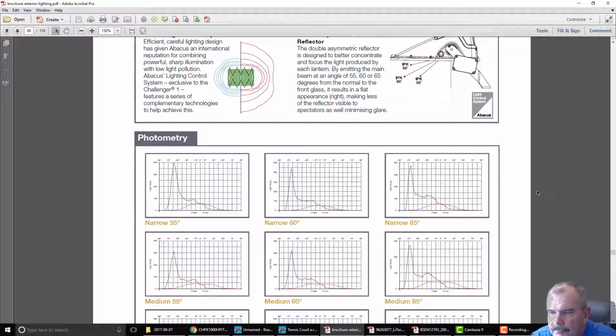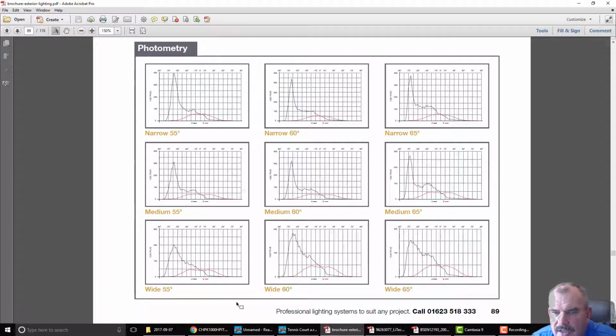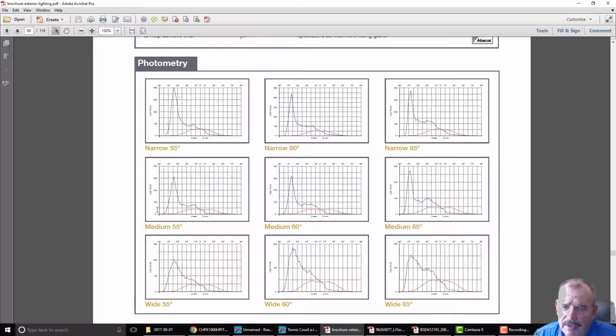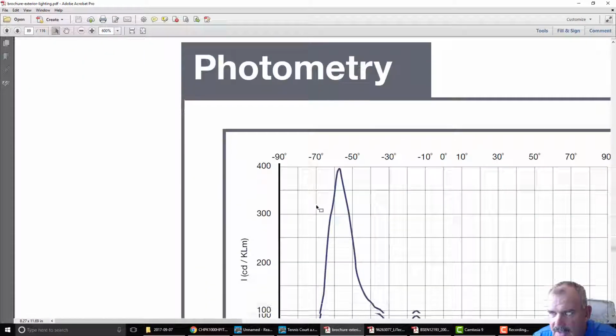And what you will often see is curves like this, which are known as Cartesian curves. And broadly speaking, there are two or three methods of displaying the photometry to see how it performs. These diagrams are obviously quite small unless you've got a PDF viewer and you can zoom in and take a closer look at them.